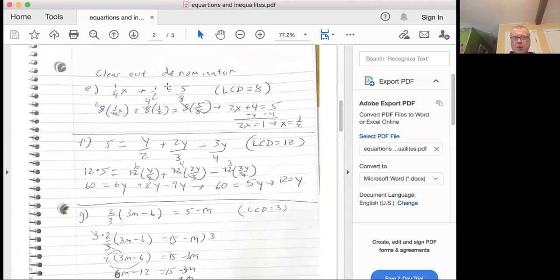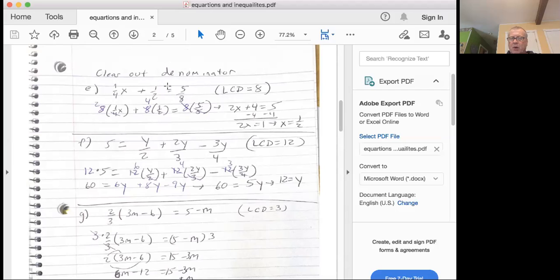We have denominators present. We clear the denominators out. How do we do that? We multiply everything by the lowest common denominator. So in this first example, we have a 4, a 2, and an 8. So our lowest common denominator would be 8.